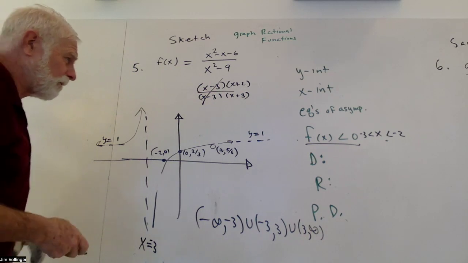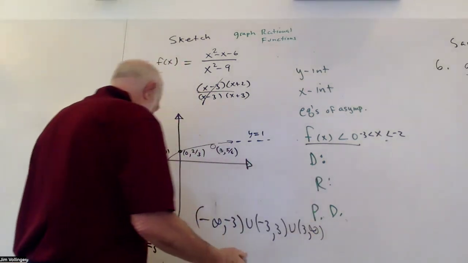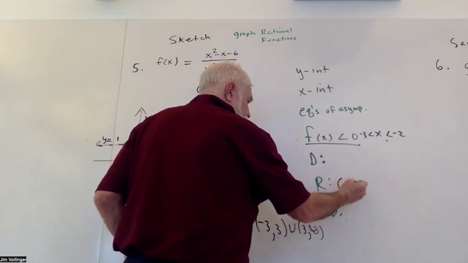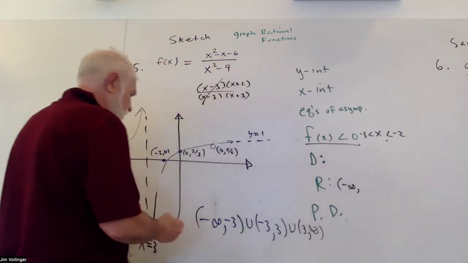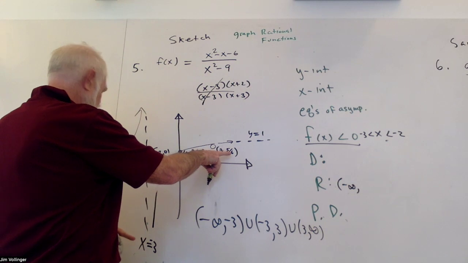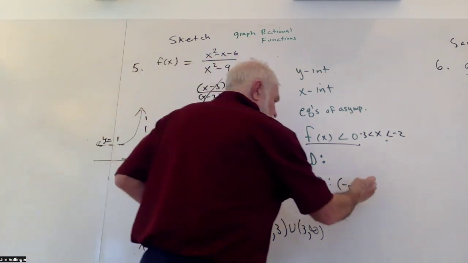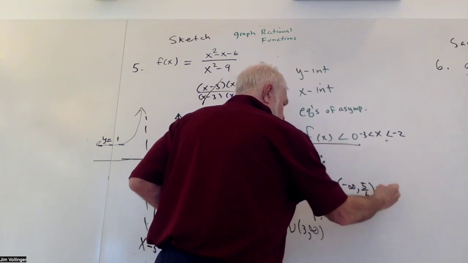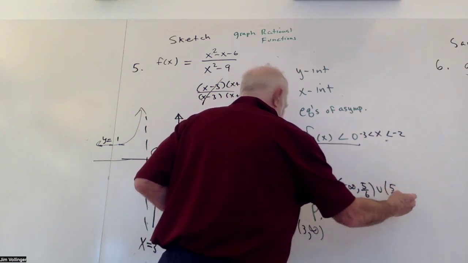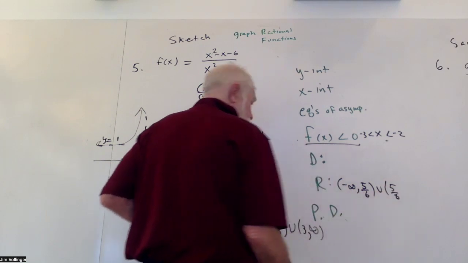What would the range be? I guess I could write it here. The range is -infinity to a height of, I guess, 5/6 by the look of it. 5/6 really doesn't exist. Does it exist over here? No. So -infinity to 5/6, union, 5/6 to 1.